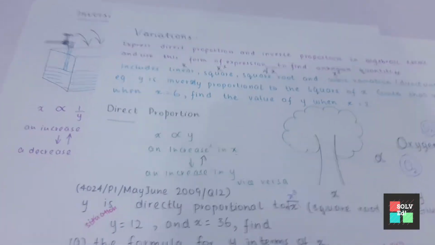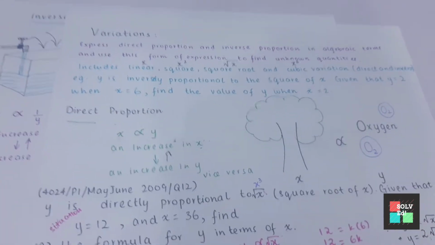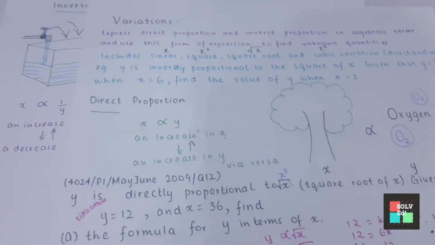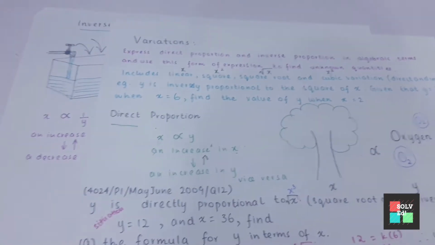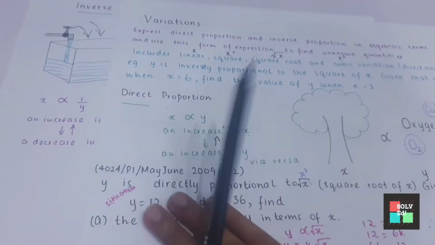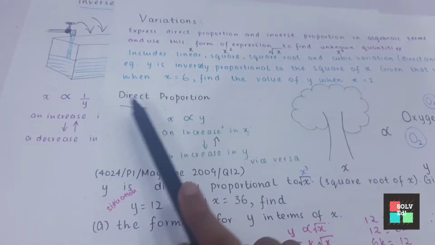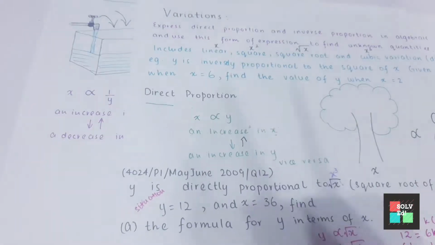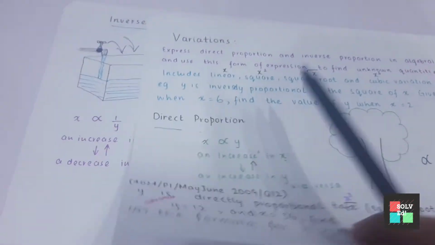This topic is included in both IGCSE and GCSE O-level mathematics of the Cambridge International Examinations Board, so both boards actually have this in their syllabus. If you haven't done direct proportion yet, you should probably watch that video first and then go on to inverse. It's easier that way.